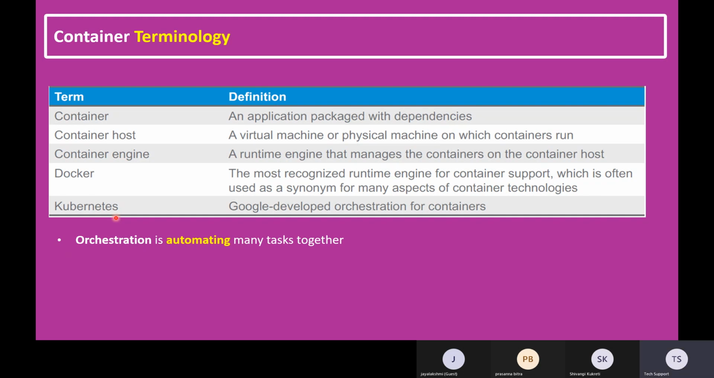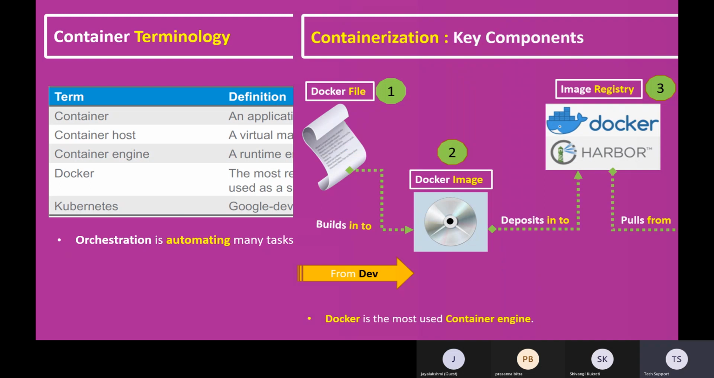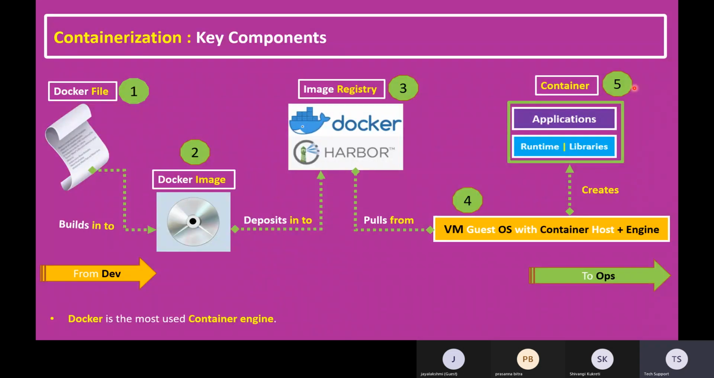Now we are going to talk about some more points on containerization. What are the key components in containerization? So containerization key components involve, here in the diagram, I highlighted 5 key components. So let's start from the first point.